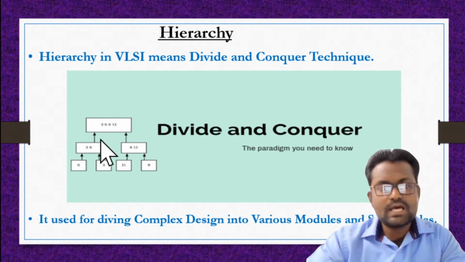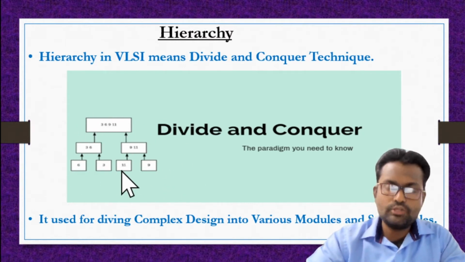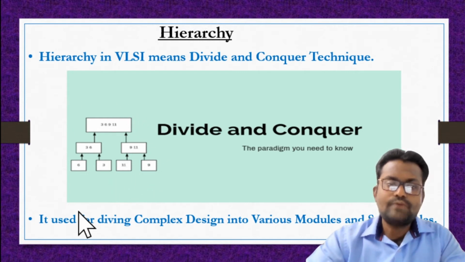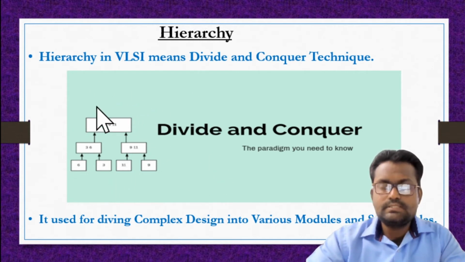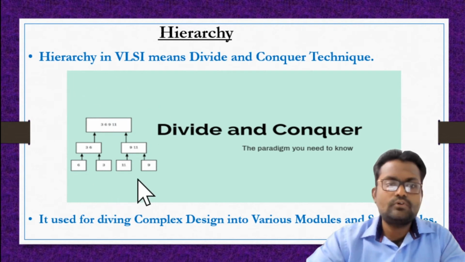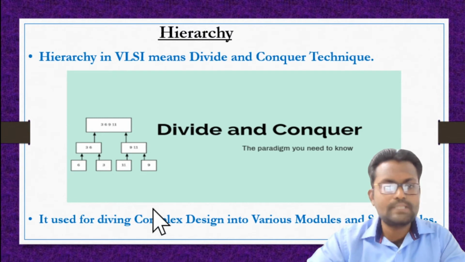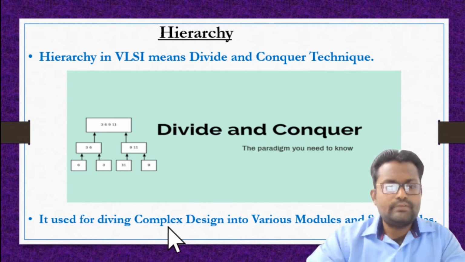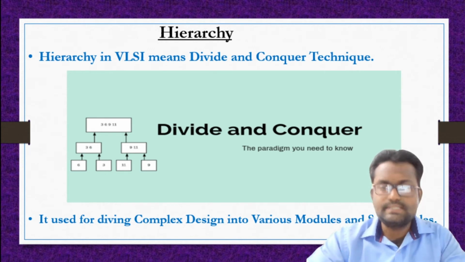So these are the different positions. For making this system, we need to combine these modules and submodules. Why do we do this? This is all done for reducing the complexity of the system, for reducing the complexity of a VLSI system. It is used for dividing a complex design into various modules and submodules to make the design easier.